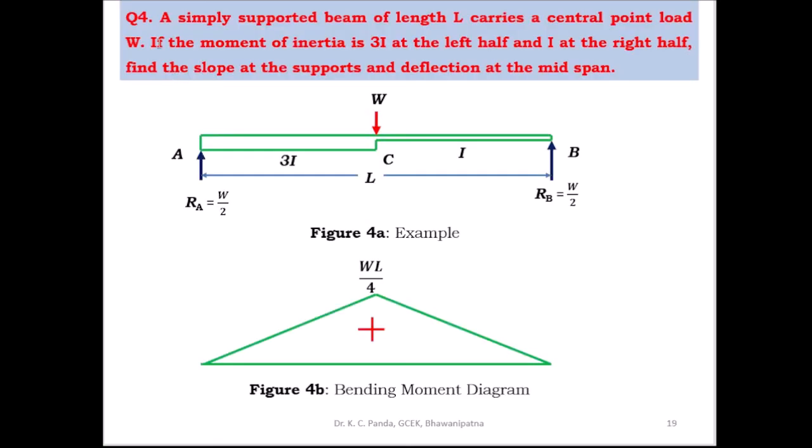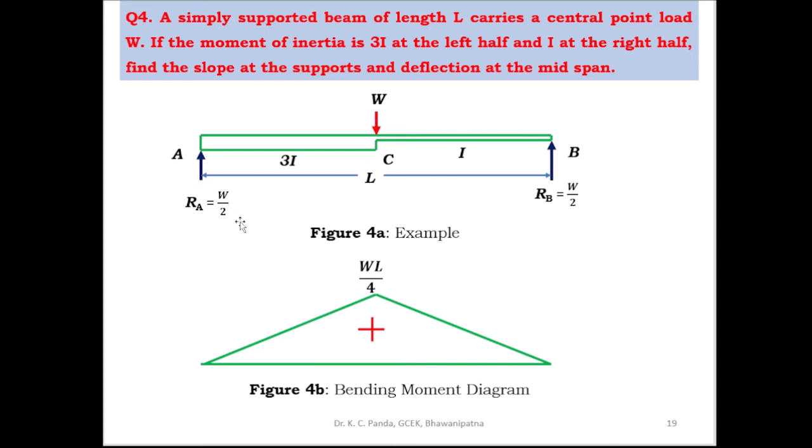Then coming to the fourth problem, a simply supported beam of length L carries a central point load W. If the moment of inertia is 3I at the left half and I at the right half, then find the slope at the supports and deflection at the mid span. So here this is the beam. Here the moment of inertia for the left side is given 3I and the right side is given I, and this is A, B, C, and the length of the beam is given L. So here you have to find out what is the slope at A and what is the slope at B, and you have to find out what is the mid span deflection at C.